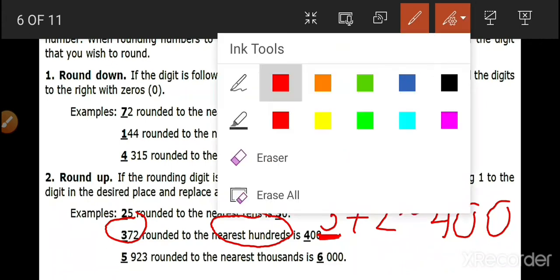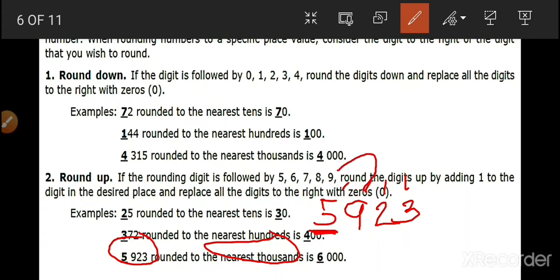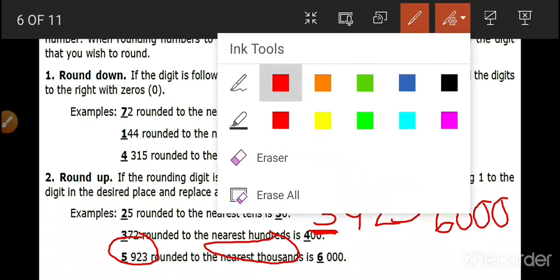You still don't get it? Then let's have the last one. 5,923 rounded to the nearest thousands. So we write the number 5,923. Okay, we say our place value. We have ones, tens, hundreds, and thousands. You underline thousands. Okay, what is the number next to it? It's 9. And 9 can be found here. In short, we need to round this up. How will we round this up? We need to add 1 to the underlined digit. What is the underlined digit? It's 5. So 5 plus 1, it becomes 6. And then we replace all the digits to its right with 0. So it becomes 6,000. Very easy, right? Okay, if you understood it, then let's try an exercise.